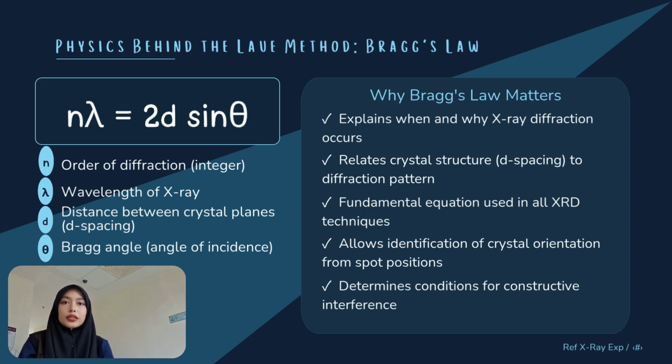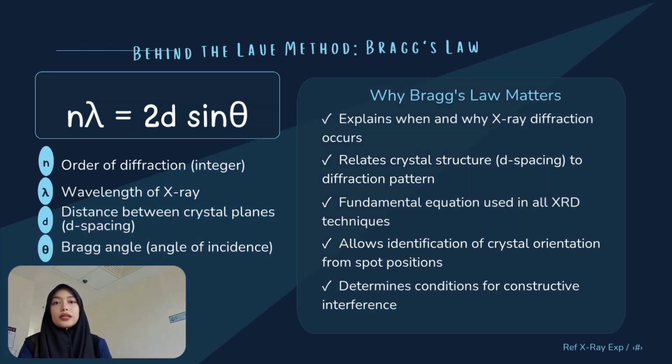Bragg's law explains the condition for constructive interference, where strong diffraction occurs. It also relates the crystal structure to the diffraction pattern. Because the Laue method uses many wavelengths at once, different crystal planes satisfy Bragg's law simultaneously, producing the characteristic spot patterns. This makes it possible to determine the orientation of the crystal accurately.